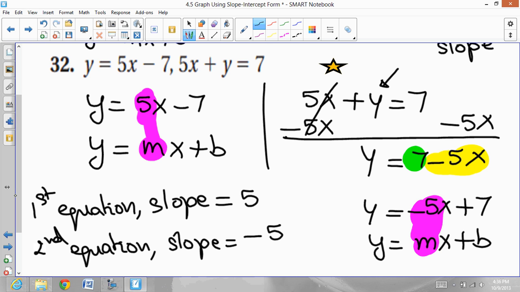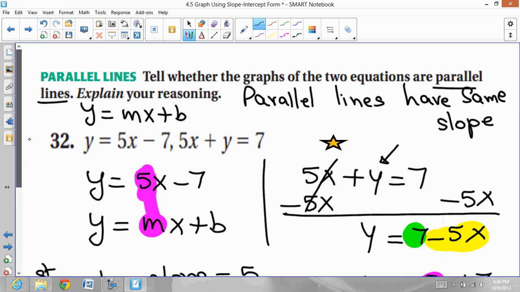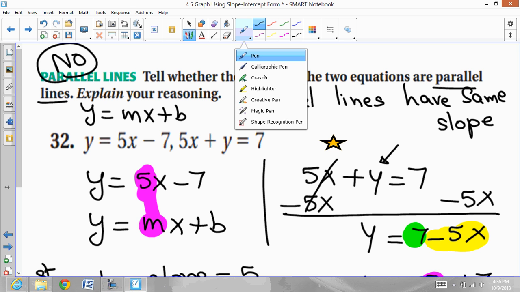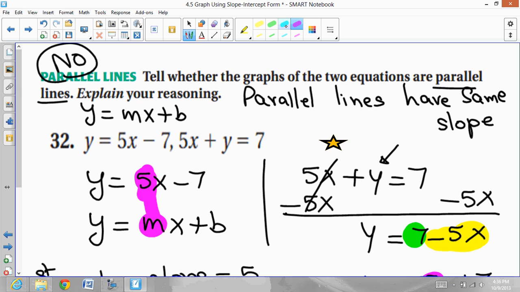Even though the numbers are the same, because of the sign which is negative, the answer to whether the graphs of the two equations are parallel lines is no. They are not parallel, because they do not have the same slope. That is the reasoning.